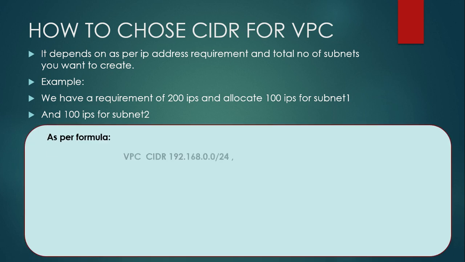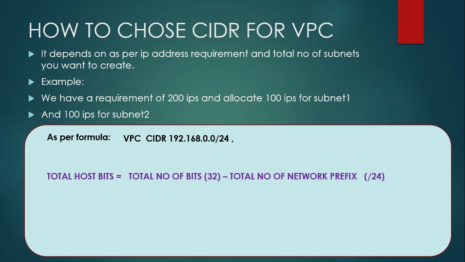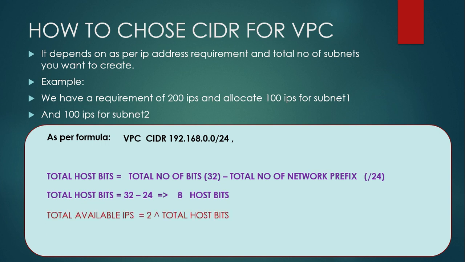As per the formula, we have VPC 192.168.0.0. We already calculated this, right? So total host bits equal the total number of bits, that is 32, minus the network prefix, that is /24. Now the available host bits equal 32 minus 24, that is 8 host bits. Based on this we find the total number of IP addresses, that is 2 to the power of total host bits. So the available IP addresses here is 2 to the power of 8, that is 256.